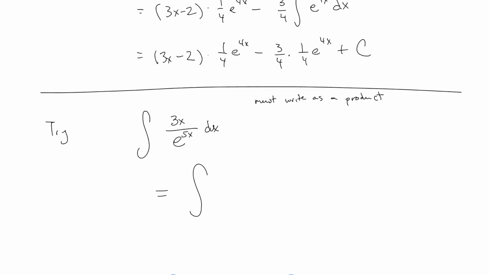Yeah, she said make what is in the bottom, write it using a negative exponent instead. So it's going to be 3x times e to the negative 5x. That's a product. She wrote it the other way around. It doesn't matter. You can write it however you like. All right. Anyway, try the parts on that. See how it goes. You cannot do the parts on a fraction. It has to be written as a multiplication.